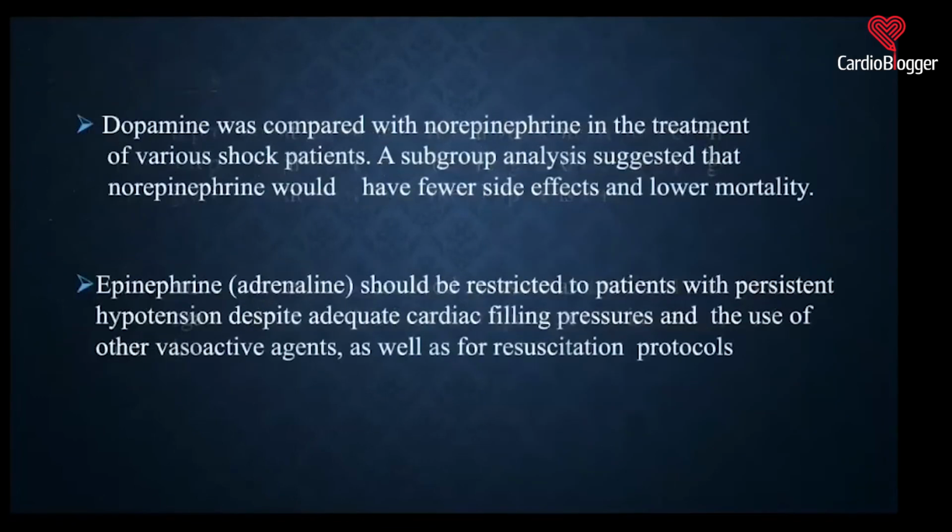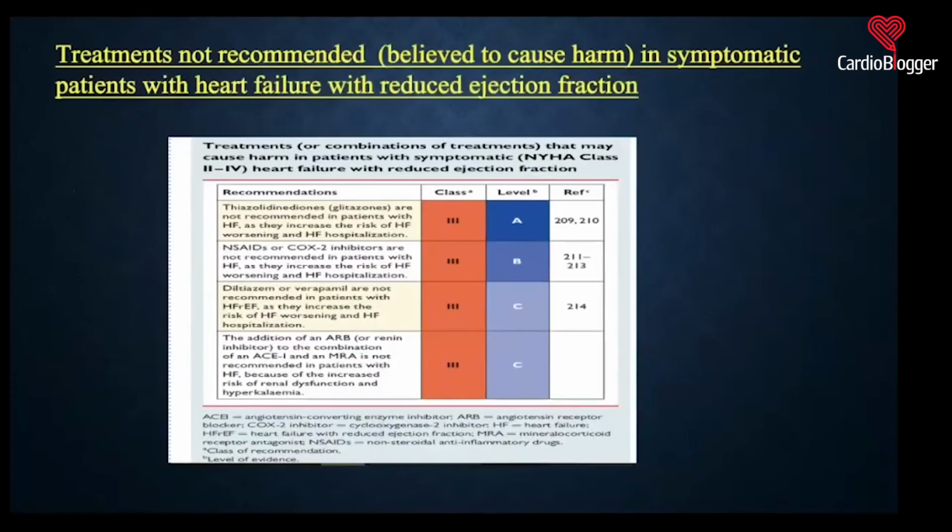As I already discussed, dopamine was compared with norepinephrine. Norepinephrine had fewer side effects and lower mortality. So that is the take-home message: the one drug which you have to use in a patient with hypotension, not refractory to inotropes and refractory to fluid challenges, is norepinephrine. Epinephrine should be restricted to patients with persistent hypotension despite other vasoactive agents, as well as in the resuscitation protocol.